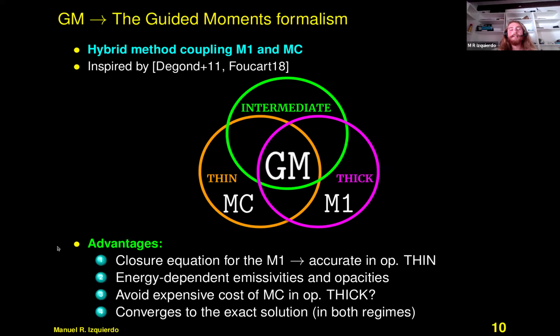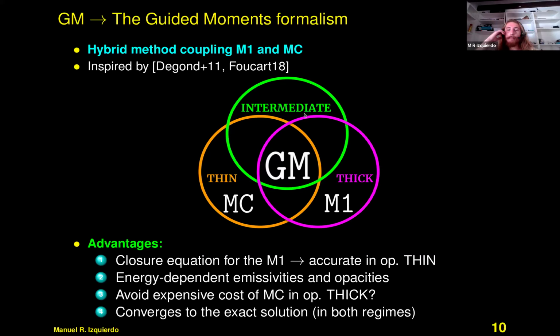This is a work that was inspired by some early similar work by some mathematicians, Paul de Gon, Giacomo Di Marco, and Pareschi, and also by a very nice paper from François Foucault. And here the idea is that the guided moments in the thin limit is going to rely only on this Monte Carlo solution, which we know is deterministic and works perfectly even with only one packet. In the thick limit, we know that we will rely on this M1, which we know works perfectly and, in this case, is exact. It does not rely on probabilistics.